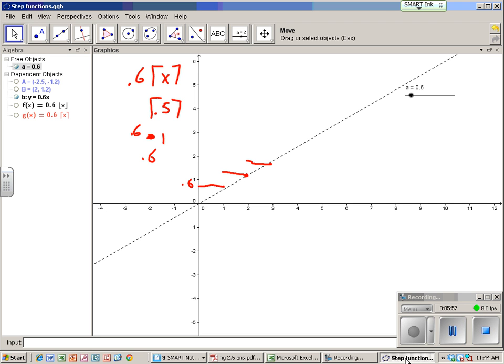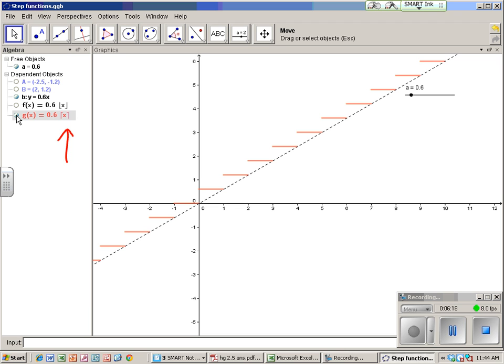Now, just to compare this, here is the full graph of the ceiling function. You can see it highlighted right there. All right, let me get rid of the bad drawing that I did, but you can see we were pretty much dead on. Okay, this is the idea of the step function.